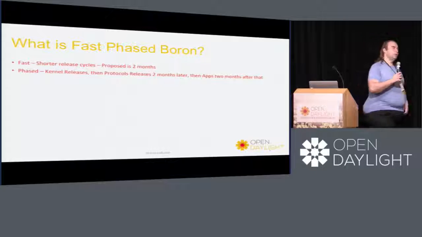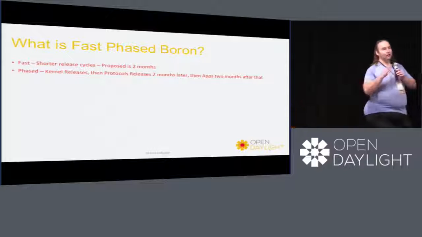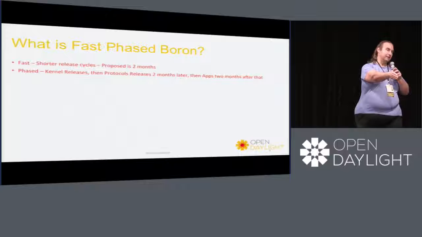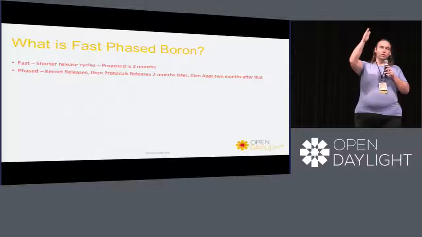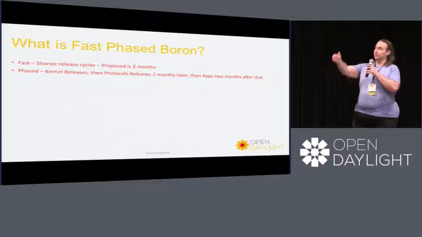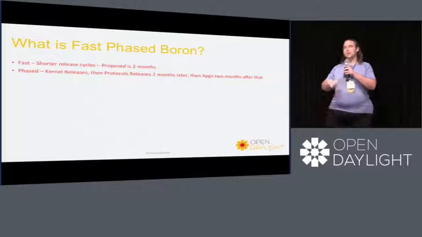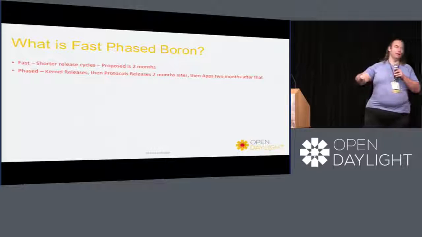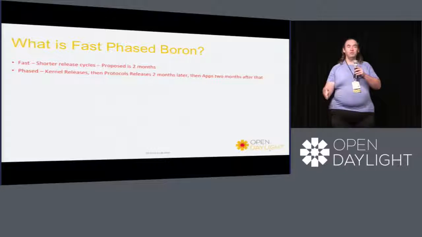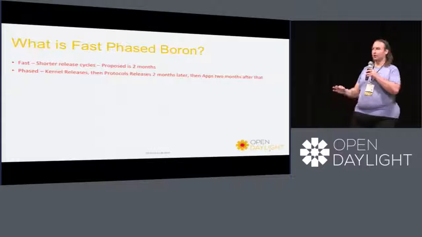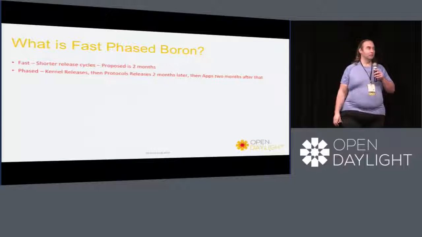Phased means that you actually phase the release process. So first the kernel project's release, then the protocol project's release, then the app project's release. That gives you a phasing process whereby, for example, the protocol projects can always consume release artifacts from the kernel projects, because kernel has already released the version of the release that protocols is working on.